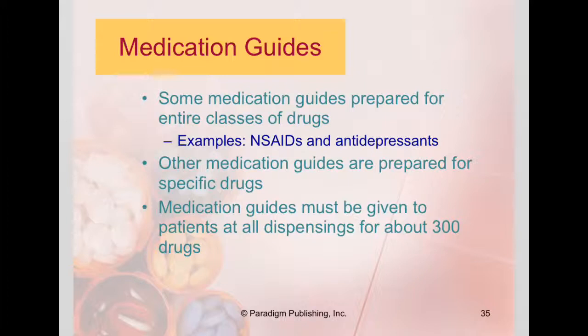Some medication guides are prepared for entire classes of drugs, like I said, the NSAIDs and the antidepressants. Some are prepared for specific drugs. Medication guides must be given to patients at all dispensings for about 300 drugs. That's wild, which is probably why they came up with the whole printing it out automatically. So they just send it on out, which is good. You don't have to remember.